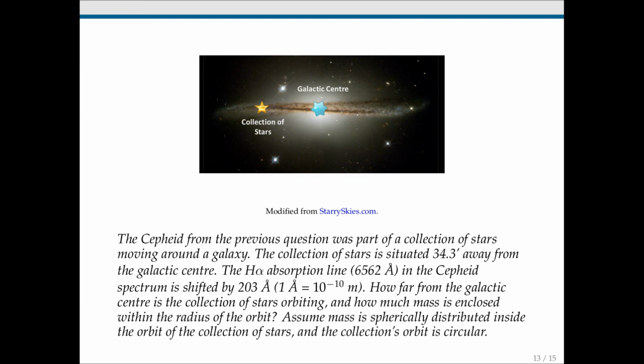How far away from the galactic center is the collection of stars orbiting, and how much mass is enclosed within the radius of the orbit? You can assume that the mass is spherically distributed within this orbit, and that the collection of stars is orbiting with uniform circular motion around the galactic center.